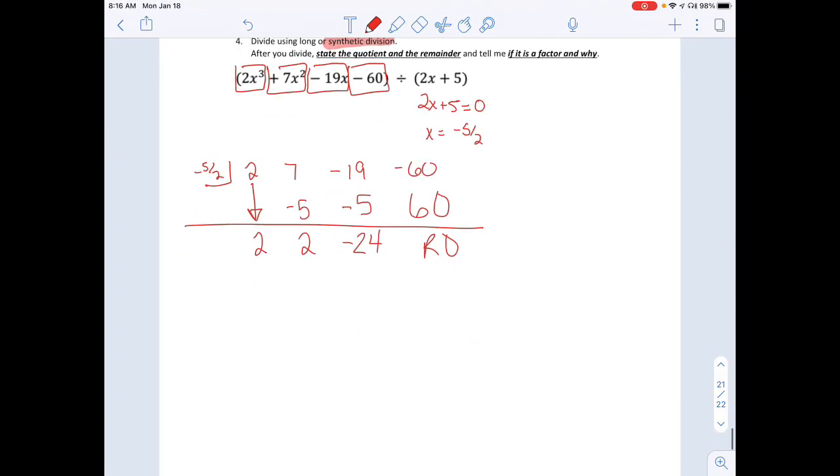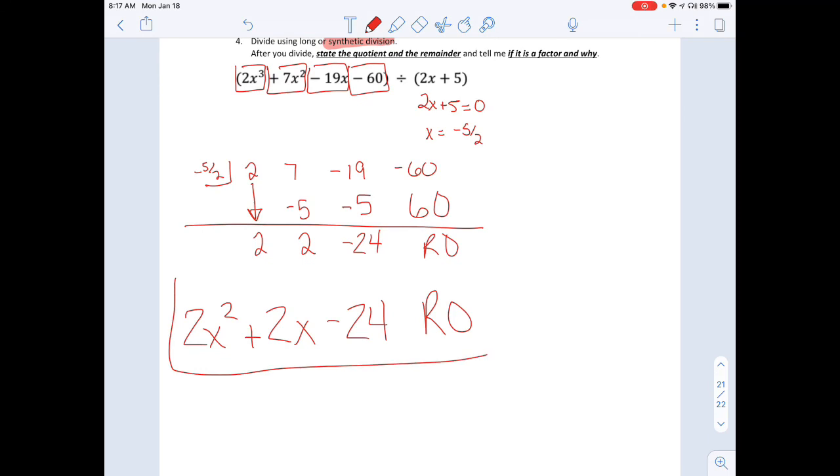So they want me to tell the quotient and the remainder, so I can definitely say the remainder is 0. That negative 24 is the constant. That next 2 is my x, and that front 2 is my x squared. So this is the quotient and the remainder. And let's see, what else do I need to do? Oh, if it's a factor. Yes, it's a factor because the remainder is 0. And that finishes up our review of chapter 5.